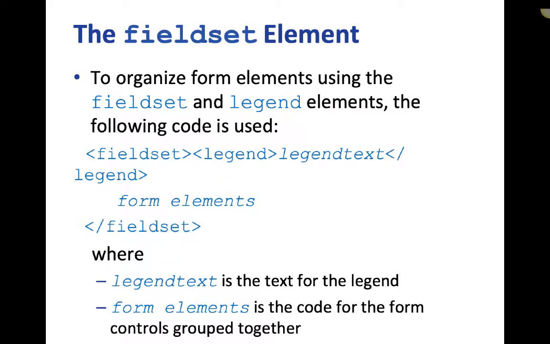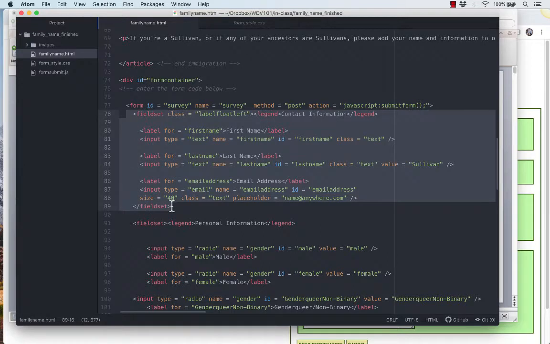Now usually we use a field set element to organize our fields together so that like fields go inside of the same field set. If you look at my code, this first block here is a field set that I've made contact information. So I've opened up my field set, I've put a class in here because I'm going to adjust the labels to float to the left here in a minute. But here's the legend, and this is what appears up at the top of the field set. And then every field that is inside of this field set belongs to the contact information field set.